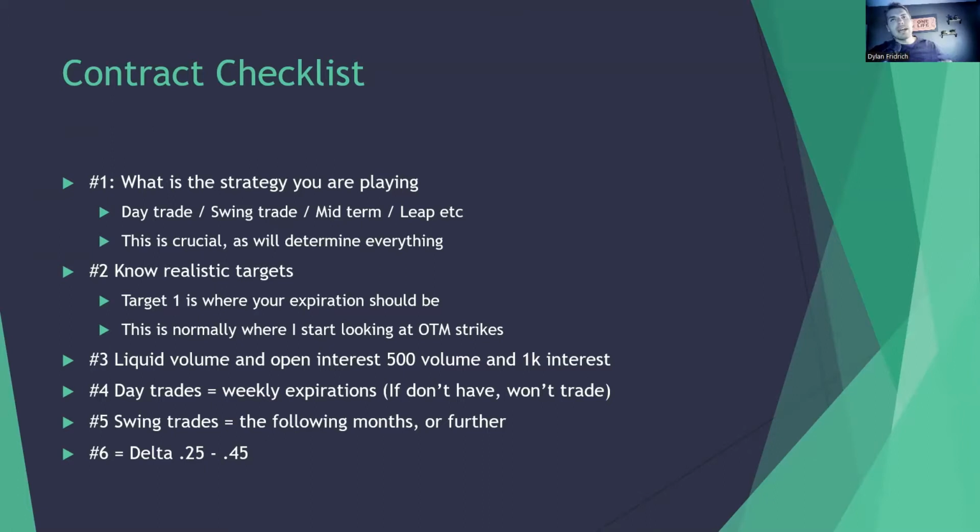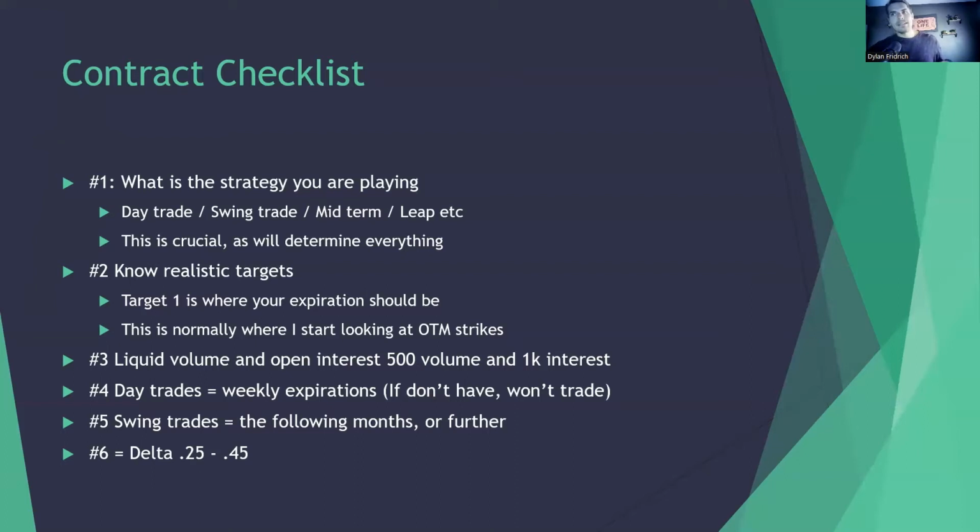Okay. Volume is how many contracts have been traded that day. Open interest is how many contracts are still open from however long. If the contracts expire Friday, open interest is the accumulation of all those contracts that have been put on up until that point that are still open. Volume is strictly intraday. So we want over 500 volume, over 1K open interest.